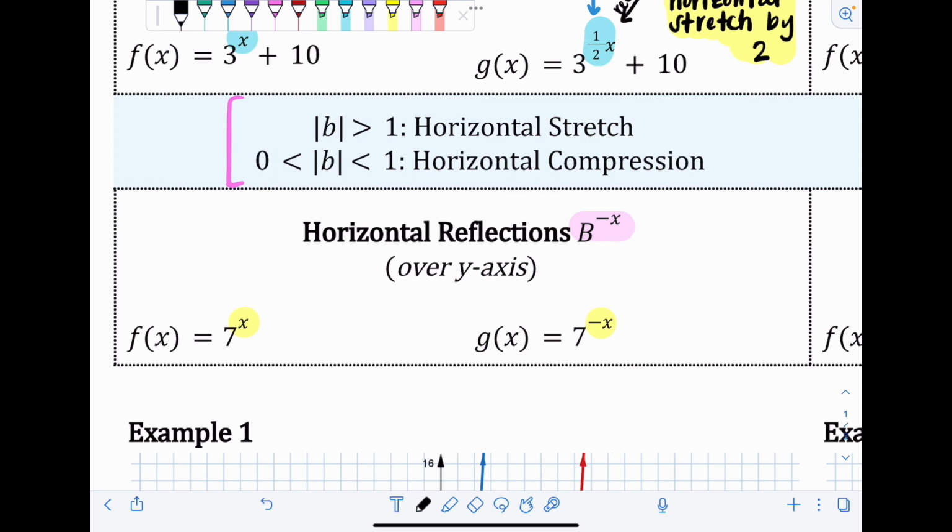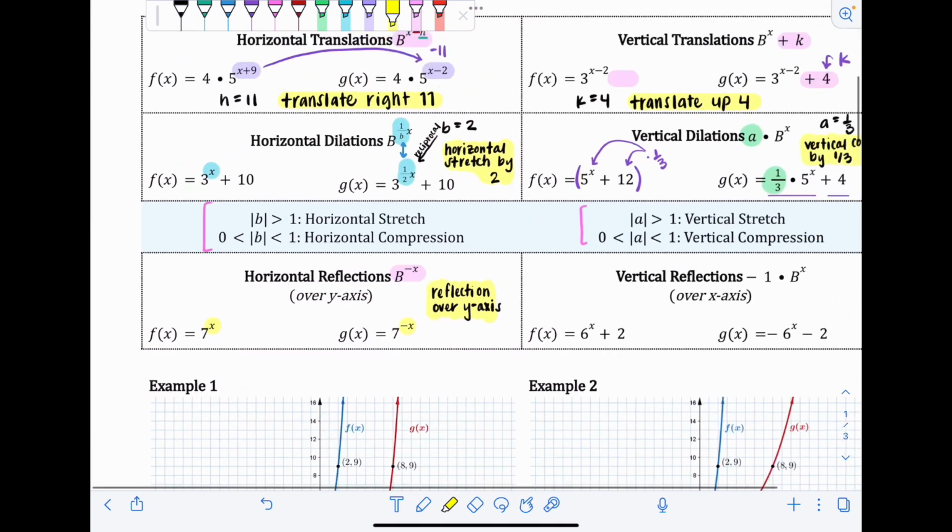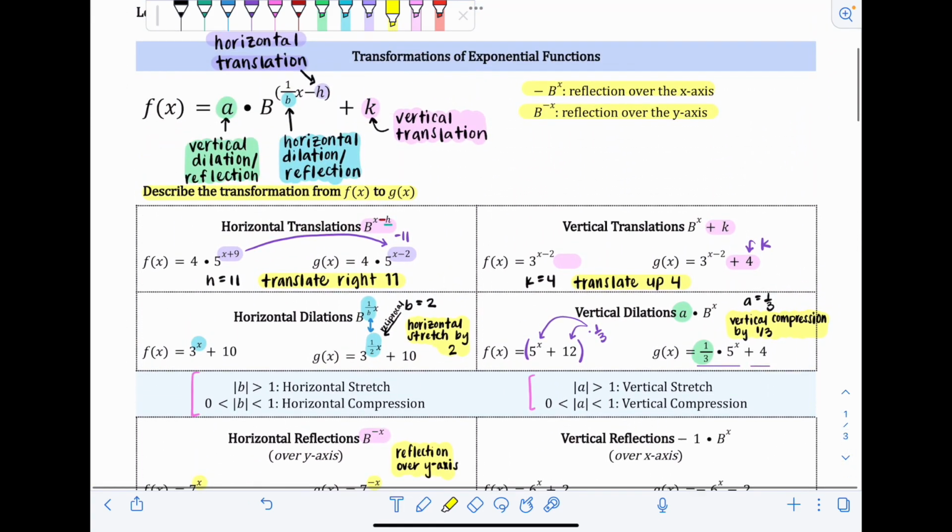So this would be a horizontal reflection, or I'm just going to say reflection over the y-axis. So whenever you see that it was the x, or the input value, that got negated, that's a reflection over the y-axis. And just to go back up to that section, that information was written up here as well. So you can see it was the x itself that was negative, not the entire exponential, like the first line. So that's a reflection over the y.